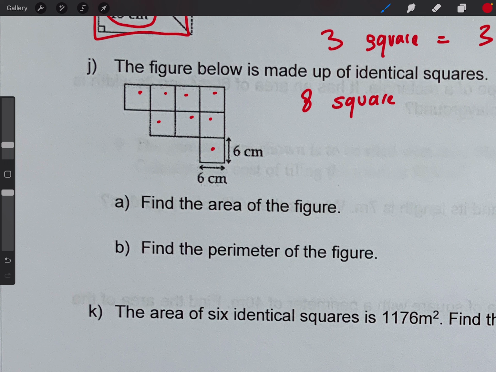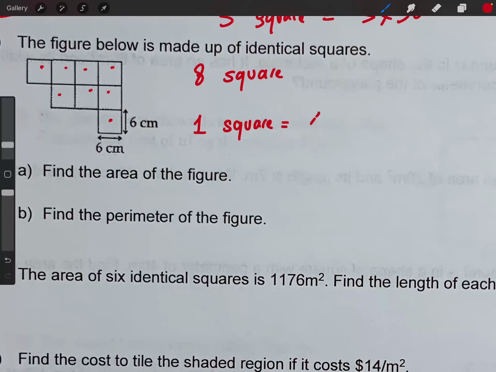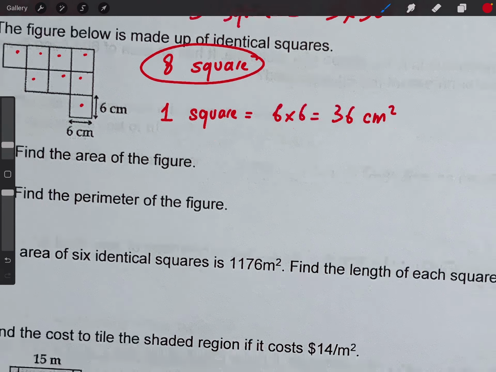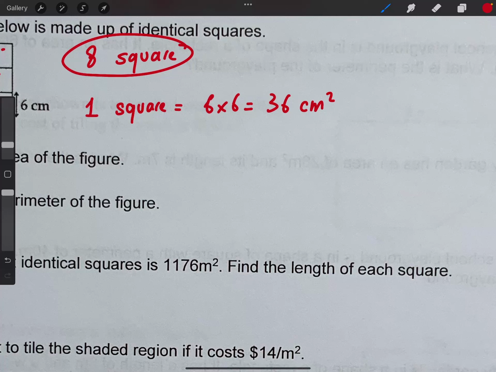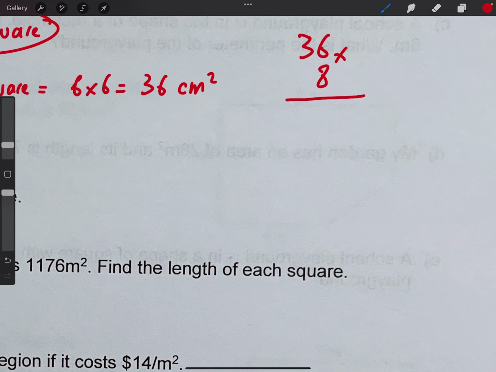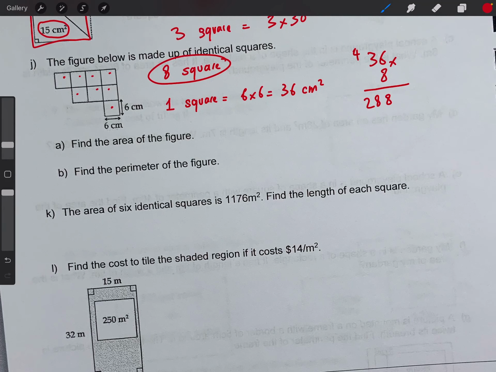Now, each square: the area of one square is 6 by 6, which equals 36 centimeters squared. If you have 8 squares, you're going to have 36 times 8, because you've got 8 lots of these squares. 6 times 8 is 48. 3 times 8 is 24, plus 4 is 28, so 288. So the area of the figure is 288 centimeters squared.